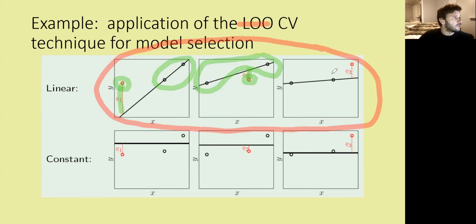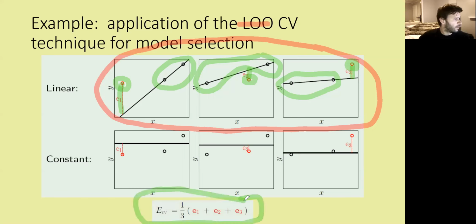Last but not least, we use the first 2 data points to build the model. So we get, again, a nice best linear hypothesis on these 2 data points to minimize the in-sample error. It goes right through those 2 data points. But now you'll notice we have some error on E3 here, on that third data point. And the way we would compute the cross-validation error is by just adding up those individual errors, E1, E2, and E3, and then taking the average. So that's what we're doing down here. That would be our cross-validation error.